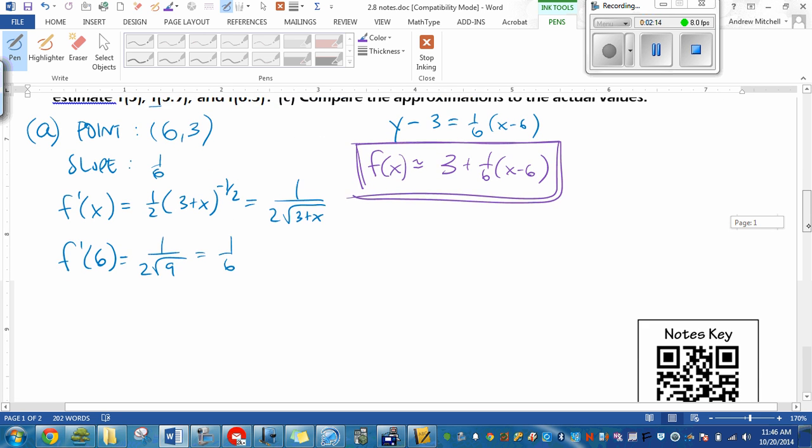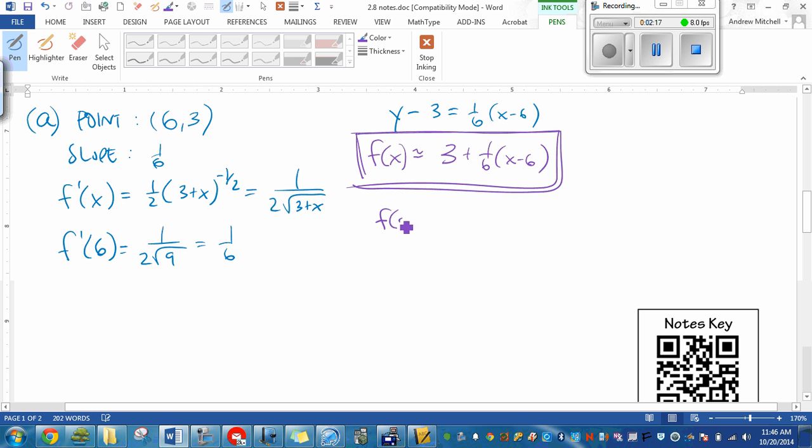So let's go ahead and do that. We want to find what f of 5 is approximately equal to using this equation. So this is part B. f of 5, f of 5.9, and f of 6.3. We're going to find the approximations for each of these first. All we're doing is plugging into our linear approximation. We have 3 plus 1/6 times 5 minus 6. So 5 minus 6 is negative 1 times 1/6, so we get 3 minus 1/6.